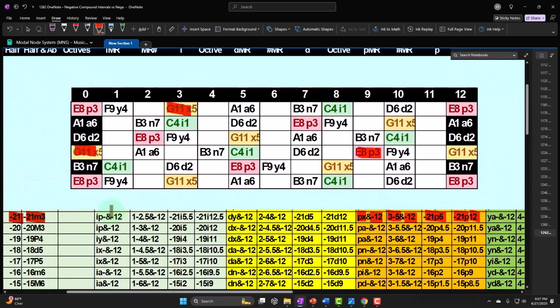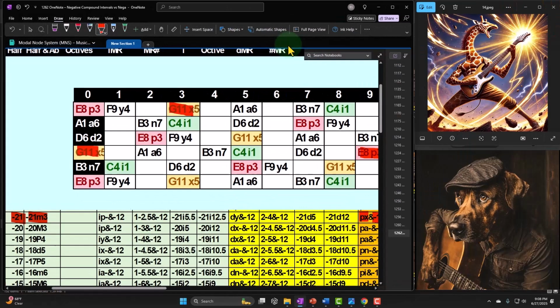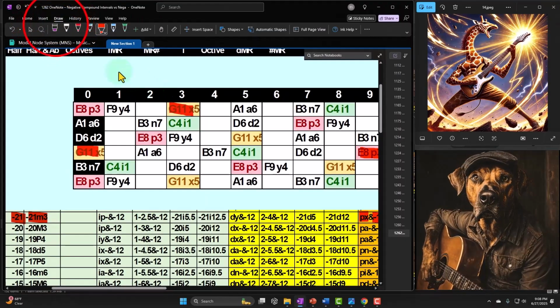If we go back then 12 modal half steps and count that out, it would be 1, 2, 3. 3 repeats over here, 3, 4, 5. 5 repeats over here, 6, 7, 8. 8 repeats over here, 9, 10, 11, 12. 12 back. Okay, let's try the next one.